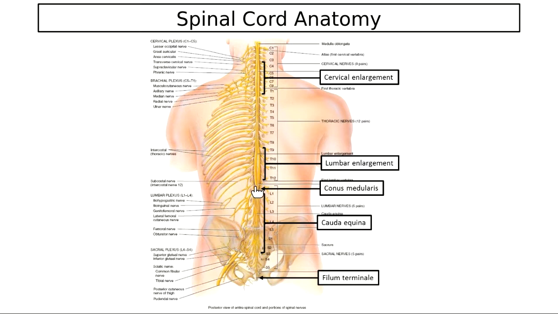Then you have many nerve fibers coming off. This is called the cauda equina. Cauda is tail, equina is horse. The horse's tail. Spinal segments fan out from the conus medullaris and resemble the hairs of a horse's tail. So there's a whole lot of them there.